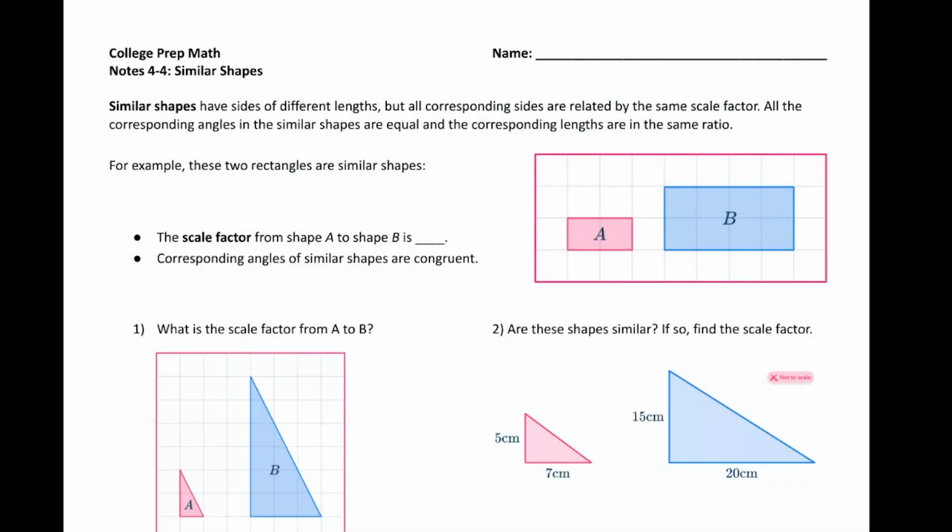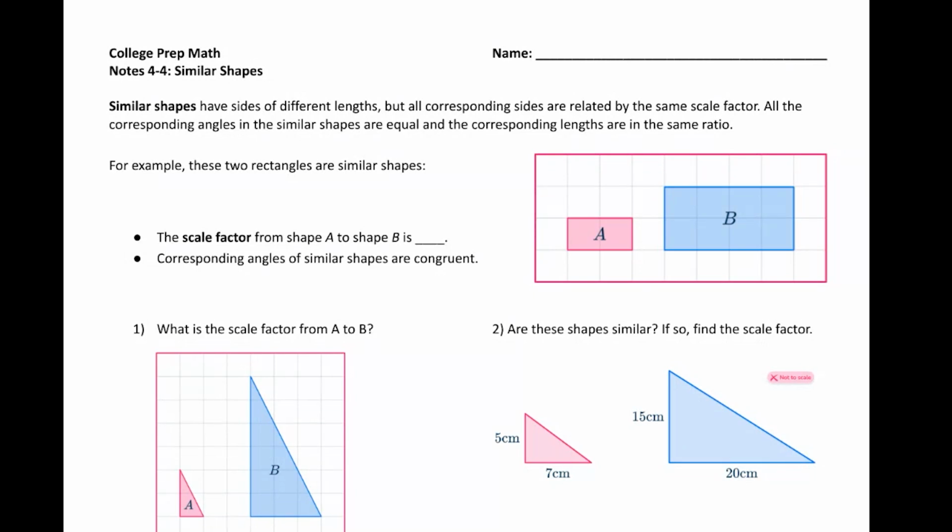Today we're going to look at what are called similar shapes, which are shapes that look the same but are a little bit bigger or a little bit smaller. Similar shapes have sides that are different lengths, but all the interior angles are the same. And there's going to be some kind of consistent scale factor across the corresponding sides.